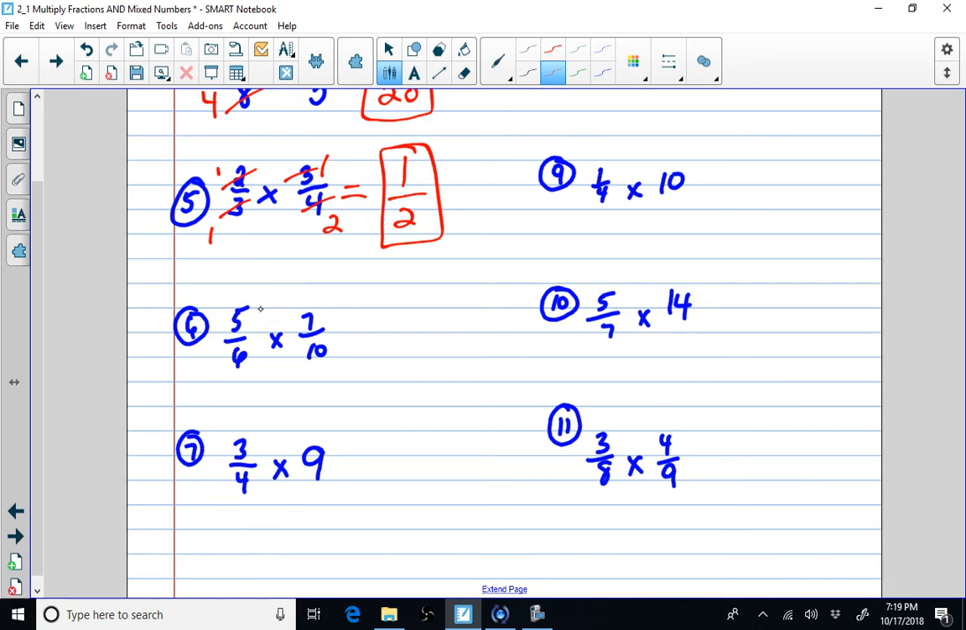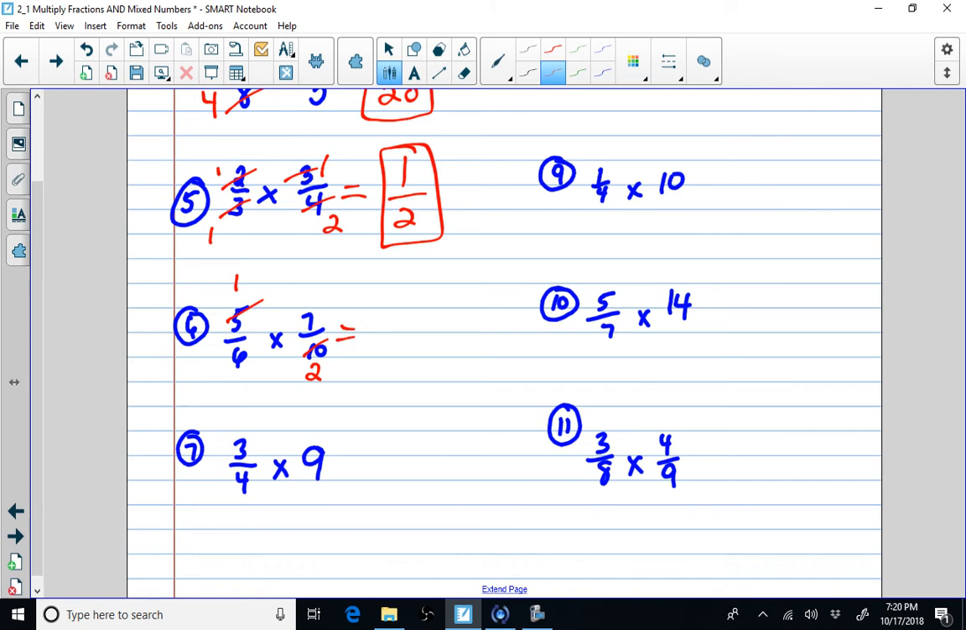Our next example, I have 5/6 times 7/10. I can't divide out 6 and 7 because the greatest common factor of 6 and 7 is 1. So I can't divide out there. But 5 and 10 I can divide out because 5 and 10 have a common factor other than 1, right? We can divide each of those by 5. So 5 divided by 5 is 1. 10 divided by 5 is 2.